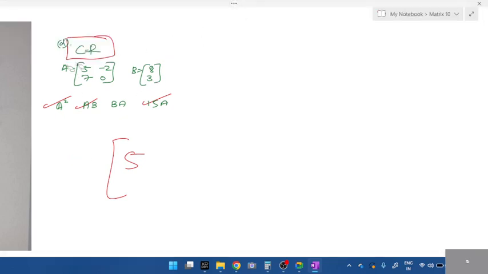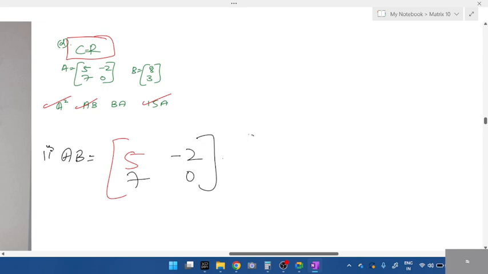Let me take A. Write question 2. Write AB, which means multiplication. They are together, it is multiplication. A is 5, minus 2, 7, 0, multiplied by B, 8 and 3. So apply this rule for everything.